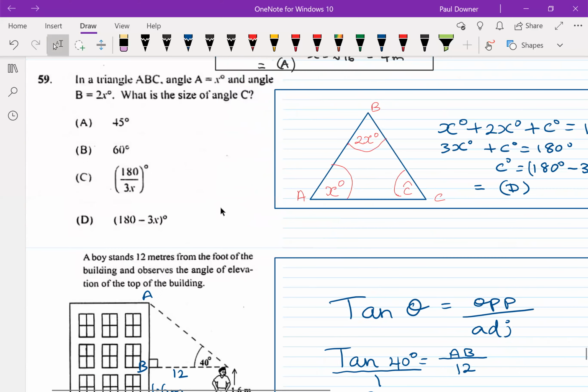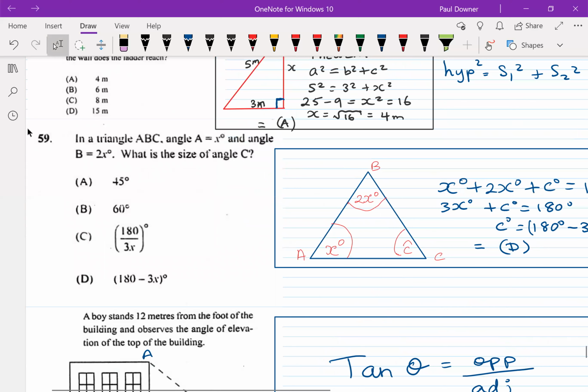Okay, number 59. They say in a triangle ABC, angle A is x degrees, and angle B is 2x degrees. What is the size of angle C? So I draw out a triangle here for you, ABC. I put angle A as x, right? This is this, and angle B as 2x. Angle B will be this one, that'll be 2x. Angle C is the unknown one, right? And they want to know what's the size of angle C.